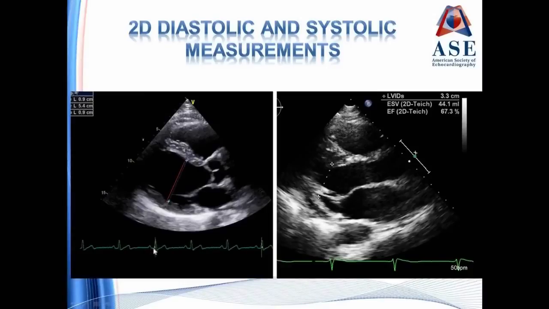Notice that the EKG cursor in this case corresponds to the exact timing of the end diastolic frame. But this frame was picked as the first frame in which the mitral valve is shut and the LV cavity is at its largest. The measurement is made from trailing edge to leading edge, and the measurement here is 5.4 centimeters.